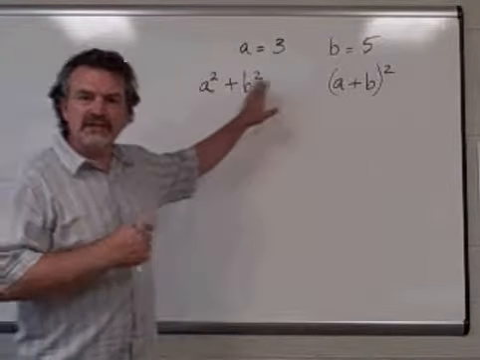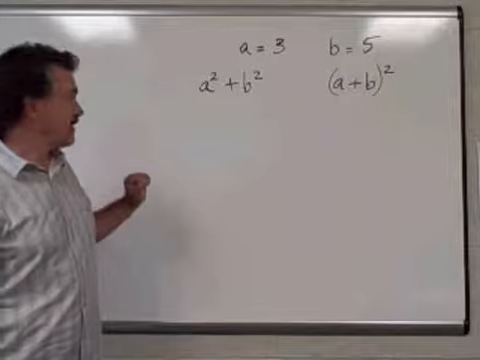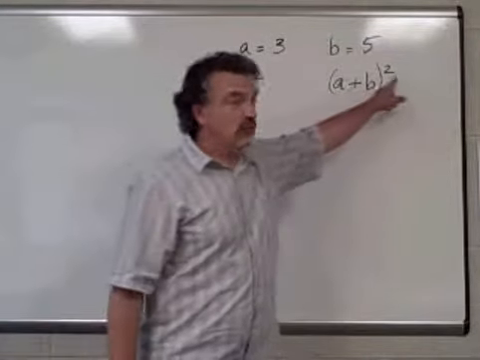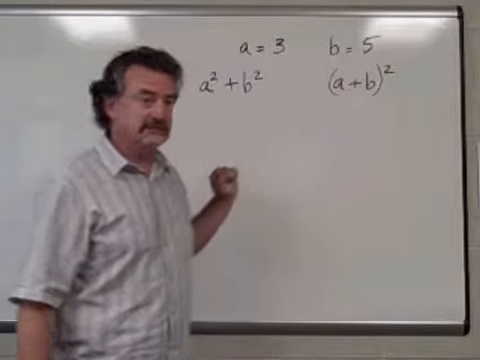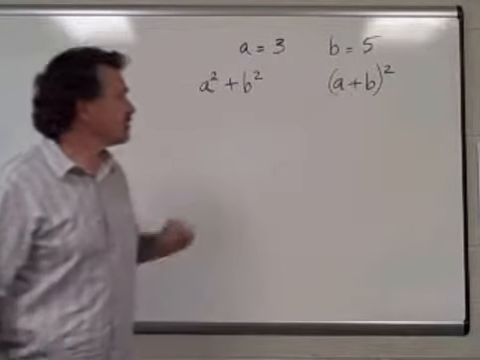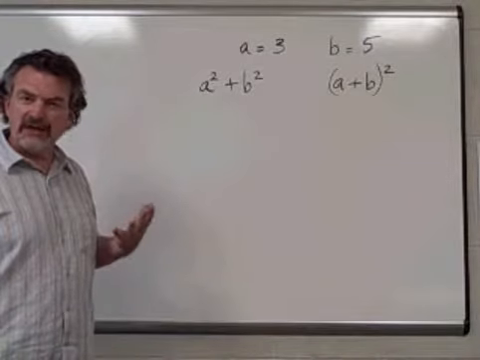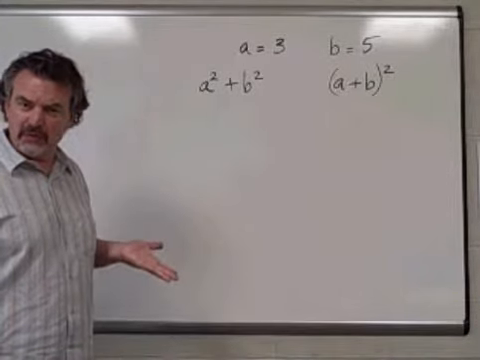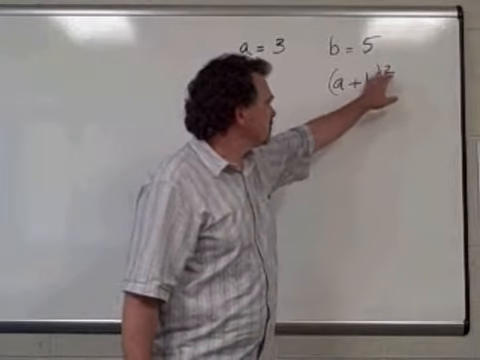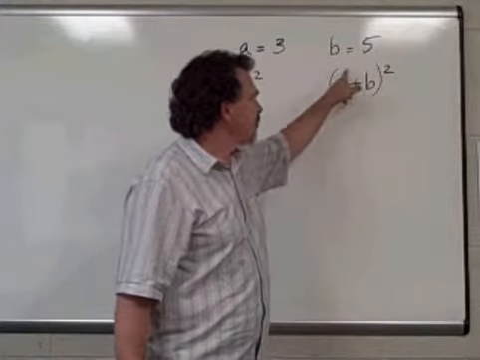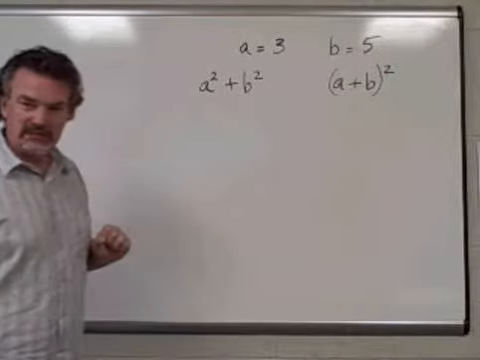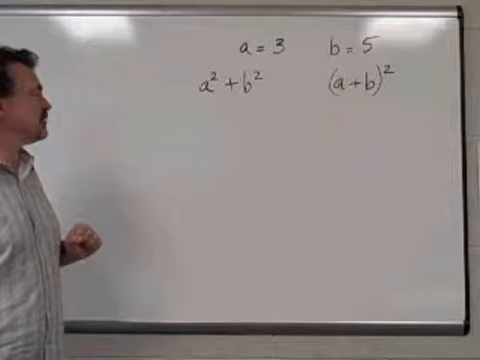I want us to look at these two algebraic expressions, a squared plus b squared and the square of a plus b. Now, just looking at those two expressions, we might almost think they're the same. We might think, can't we just distribute that square to both of those letters? So it would be the same as a squared plus b squared?